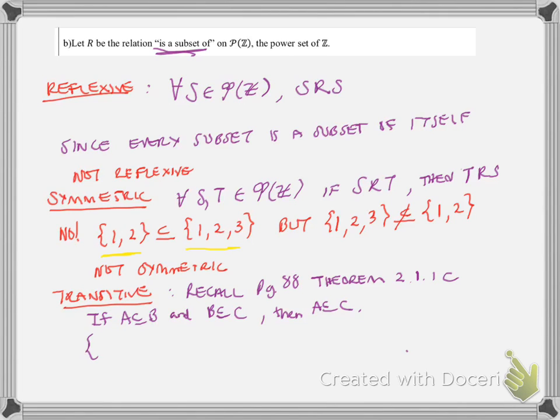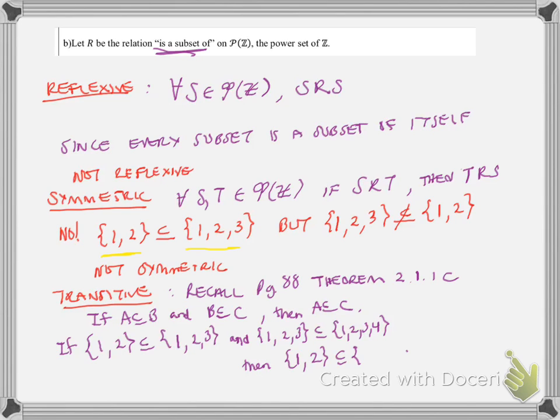But just to look at an example, we can say, well, if the set containing 1, 2 is a subset of 1, 2, 3, and 1, 2, 3 is a subset of 1, 2, 3, 4, then clearly 1, 2 is going to be a subset of 1, 2, 3, 4. Okay. And so if you wanted, you could prove that. That's a pretty straightforward proof. So it is transitive.